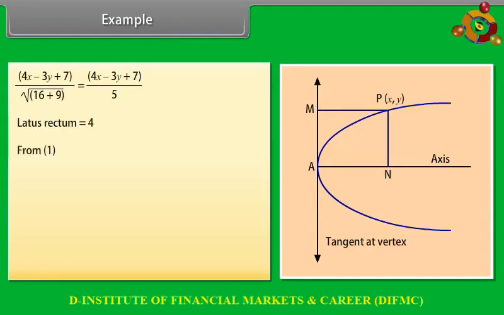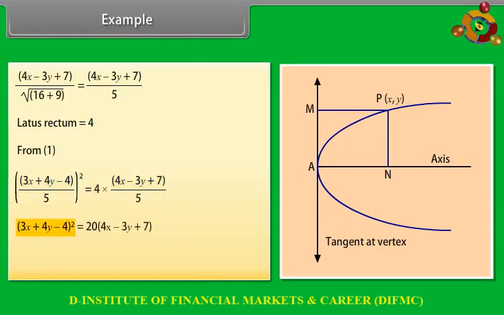From equation 1, (3x plus 4y minus 4 upon 5) whole square is equal to 4 into (4x minus 3y plus 7 upon 5). (3x plus 4y minus 4) whole square is equal to 20 into (4x minus 3y plus 7). This is the required equation of the parabola.